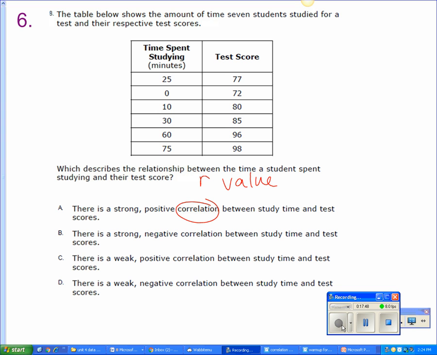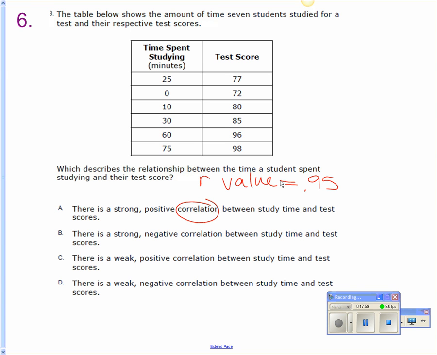All right, Haley, what did you get for the R value? All right, 0.95. Okay, so write that on your paper, please, 0.95. Ethan H., 0.95, how many cents is that? Pretty close to $1. Yep, pretty close to $1.